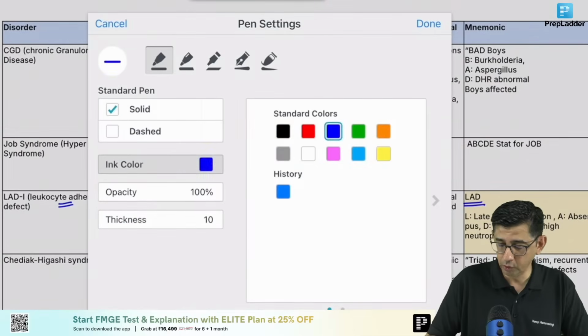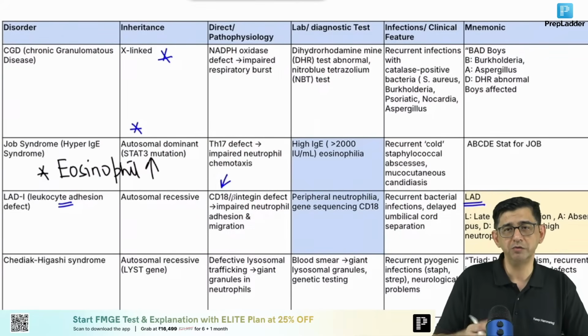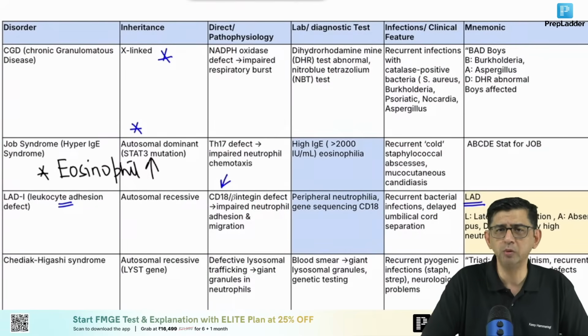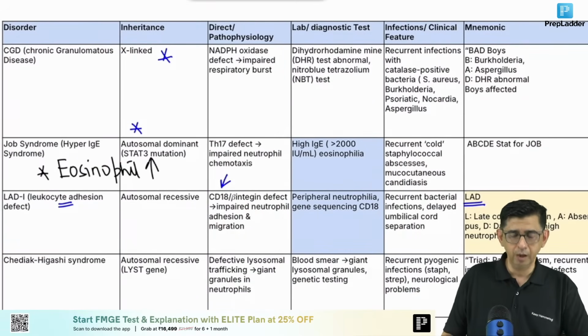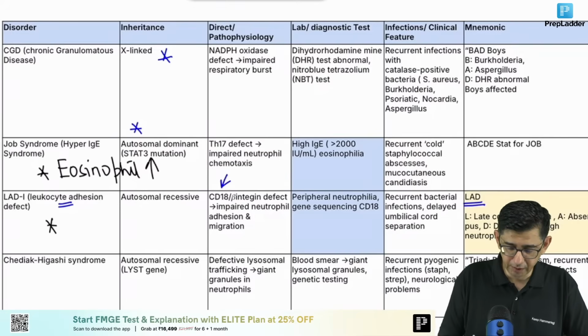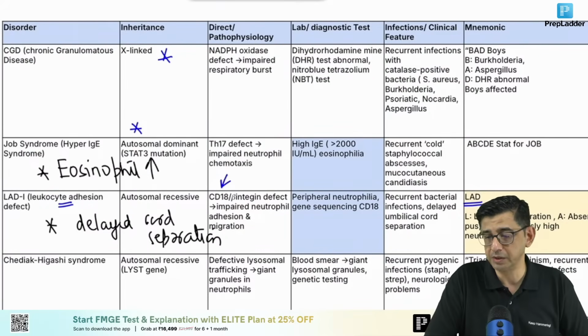I'll highlight the core points once again. I'll just take 15 seconds. If they talk about an increased eosinophil count along with recurrent infections, and obviously neutrophils are not doing their job, think in terms of Job syndrome, though we discussed more, like the A, B, C, D, E and the STAT3 mutation. But this is a quick hint to remember it. Another 5 seconds: delayed cord separation. If given in a question with recurrent infections in the clinical domain, you have to think in terms of LAD, where CD18 is the problem. Okay.